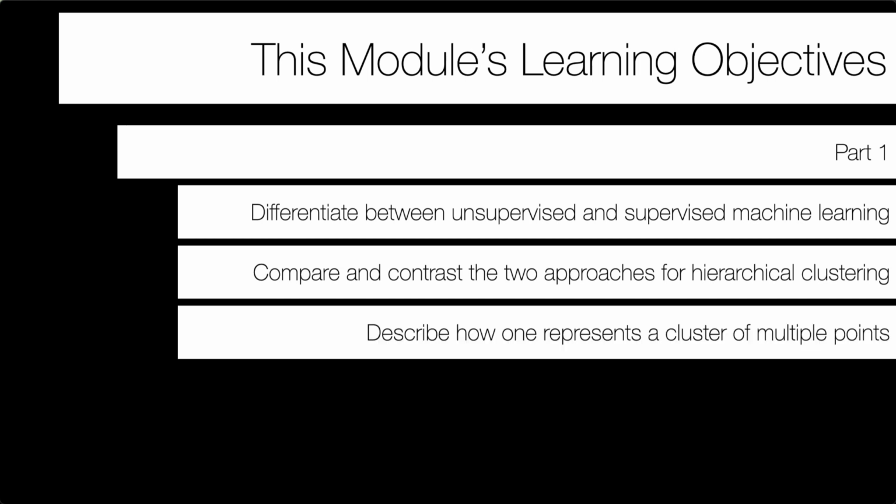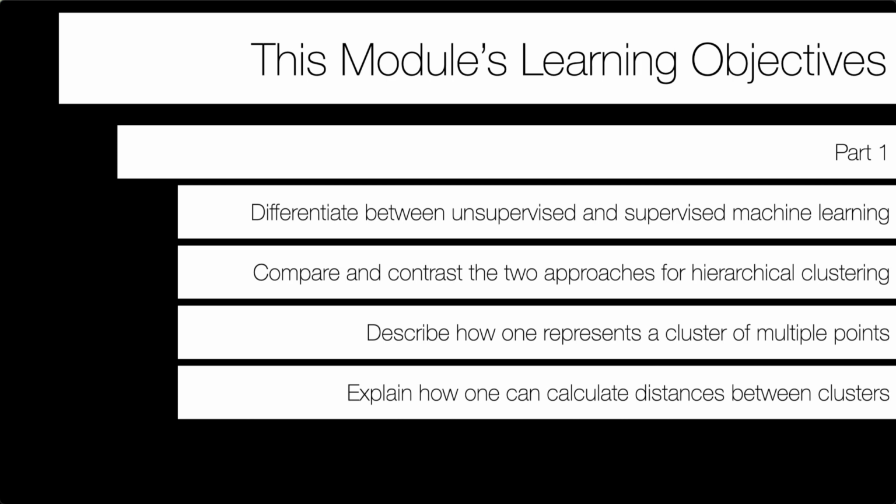Then we'll talk about representations for clusters of multiple points. This is important because we can evaluate distances between 2 points, but how do we evaluate distances between a point and a cluster? And then we'll actually talk about how we calculate distances between 2 clusters. How do we use this representation to understand something about whether we should merge 2 clusters here in the hierarchical clustering case? What does that look like?